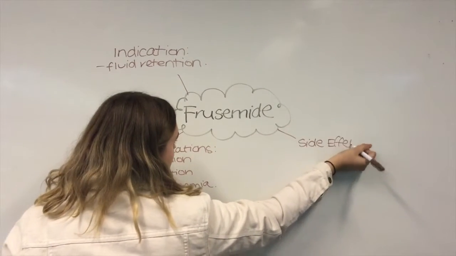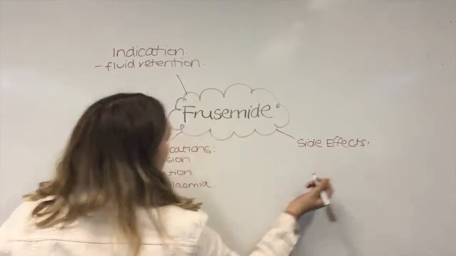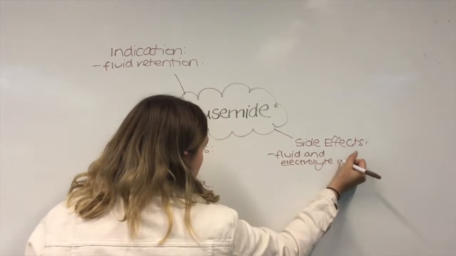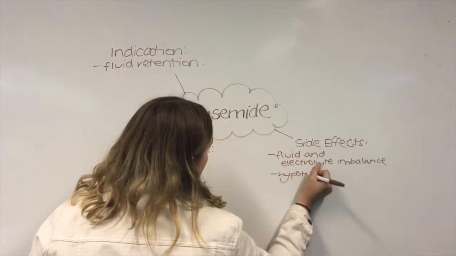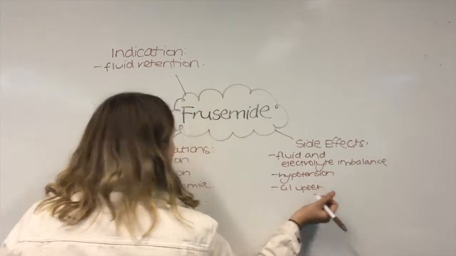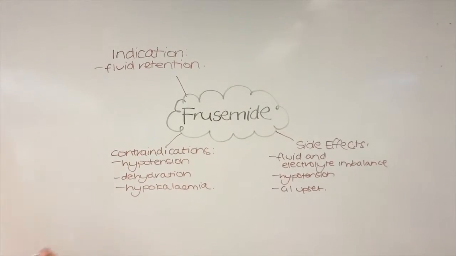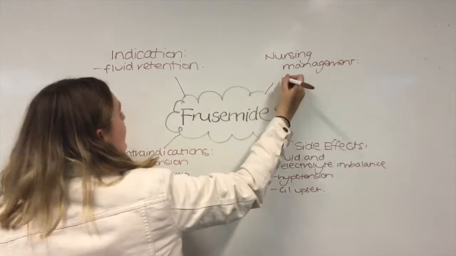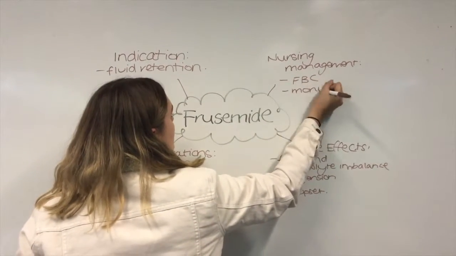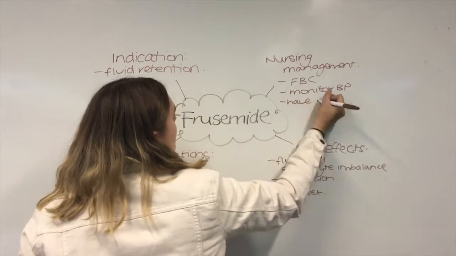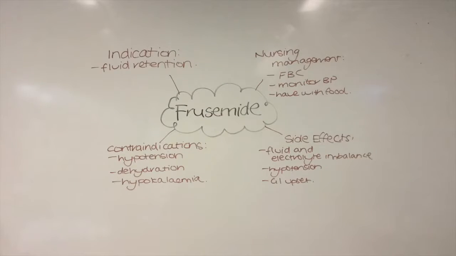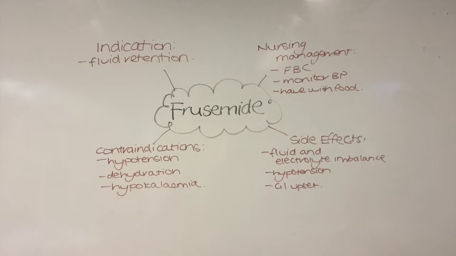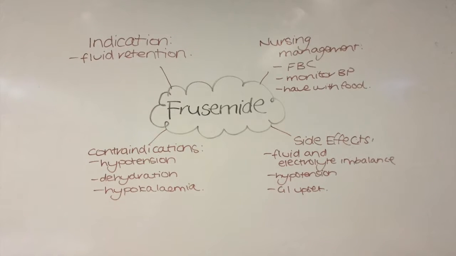Side effects that Sam may experience when taking furosemide include fluid and electrolyte imbalance, dizziness, headaches, hypotension, GI upset, vertigo, and jaundice. Safety considerations and nursing management that the nurse needs to consider while Sam is on this medication include monitoring Sam's fluid intakes using a fluid balance chart, monitoring for symptoms of electrolyte depletion or imbalance, monitoring Sam's blood pressure for hypotension, and encouraging Sam to have it with food to minimise stomach upsets.